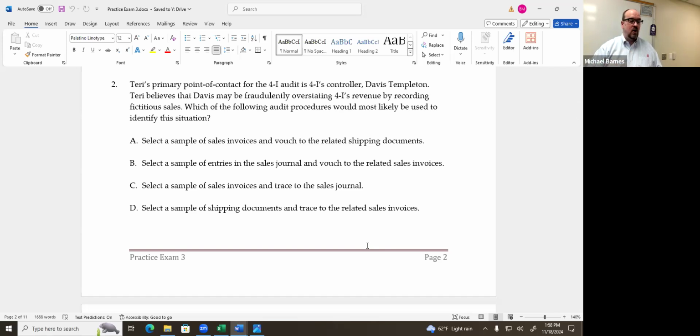What about if we go down to sales invoices and look at the related shipping documents? Is it possible they could generate shipping documents? But that's a much harder task to do because the shipping documents only take place when something has left the warehouse. So even though these are both testing vouching, if we're concerned about fictitious revenues, A would be our more likely answer than B, okay?